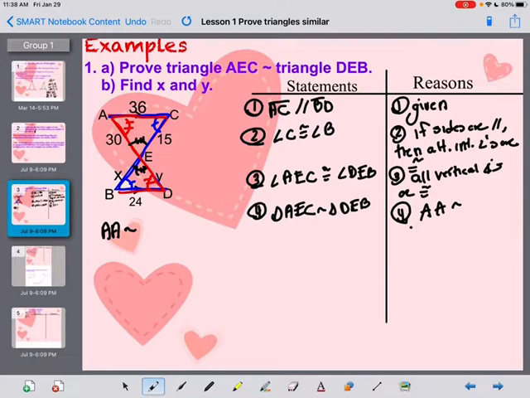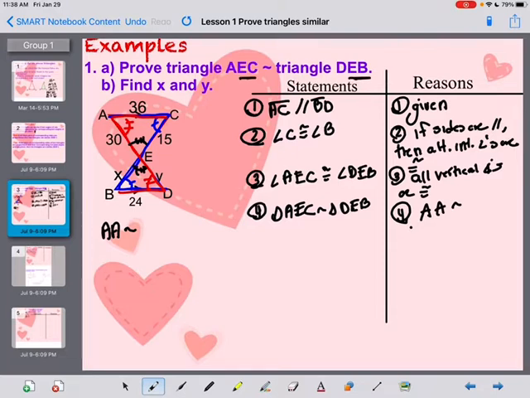Now, if you were thinking to use the sides, you should notice that for the triangle on the bottom, they only gave us one side. So I'm not going to be able to use SSS similarity or SAS similarity because I only have one side. But now that I know the triangles are similar, I can use that fact to solve for the missing sides by setting up proportions. Be very careful which sides correlate to which.